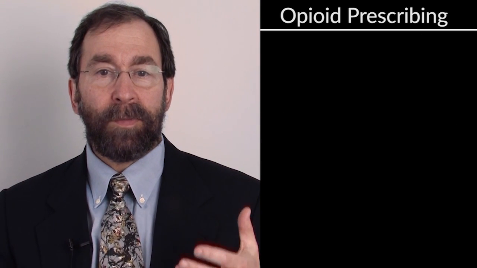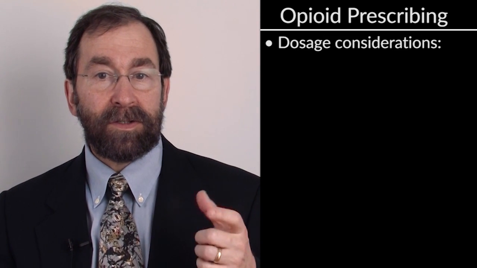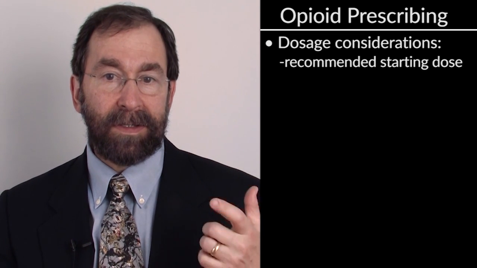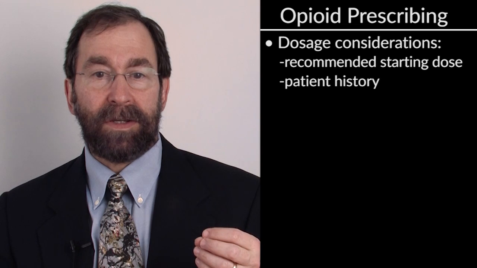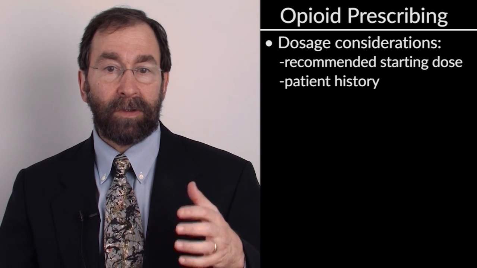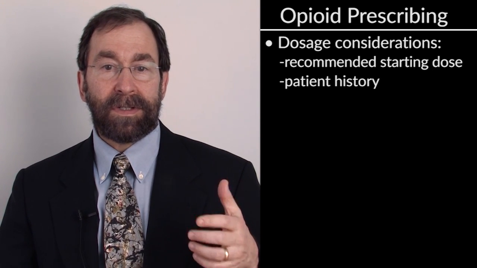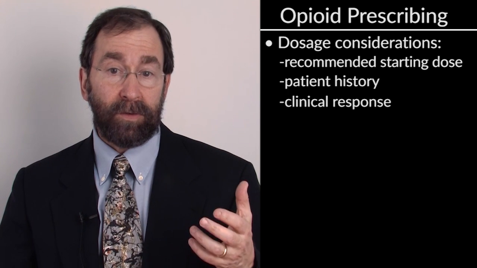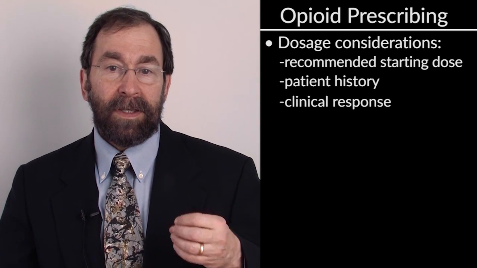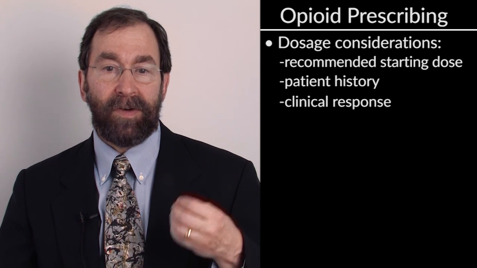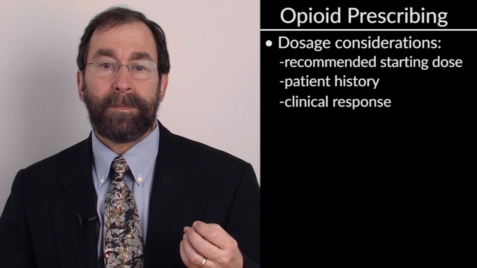When prescribing opioids for acute pain, it is worth knowing the usual recommended starting doses, but it is important to recognize that many patients require higher or lower doses, and that doses need to be adjusted based on clinical response. In this sense, the right dose of morphine is different from the right dose of amoxicillin, for example.